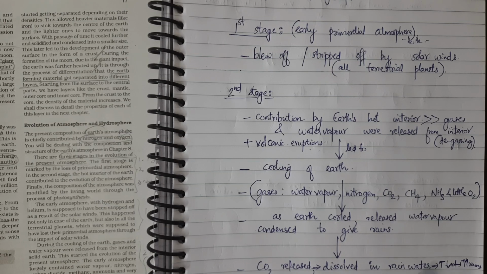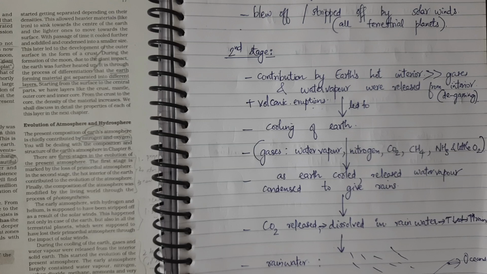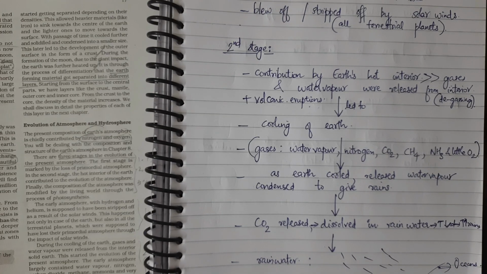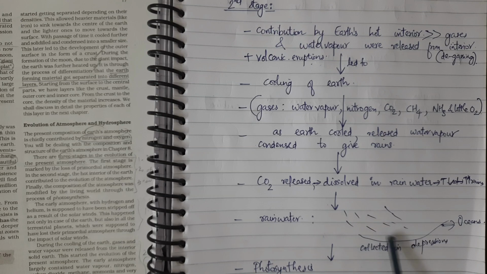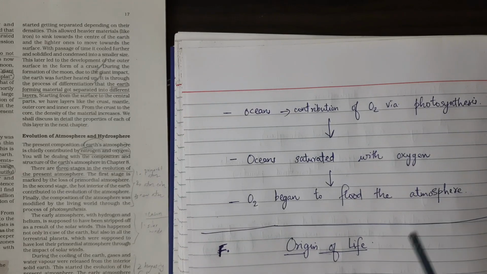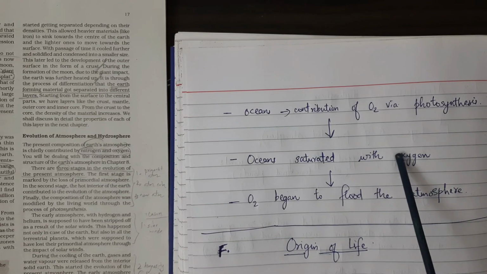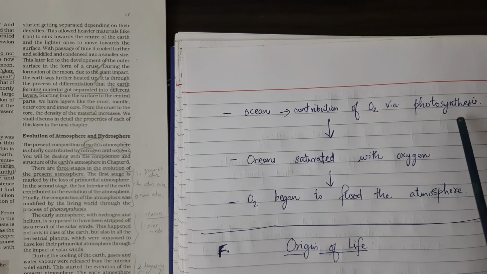As the Earth cooled, the released water vapor condensed and gave rains. When the rain started, the carbon dioxide released from the interior started dissolving in the rainwater. And due to this, the temperature decreased. As temperature decreased, more and more rains happened, and a lot of rainwater collected in the depressions and formed the present day oceans. And the oceans contributed oxygen due to the photosynthesis happening in the small plants in the ocean.